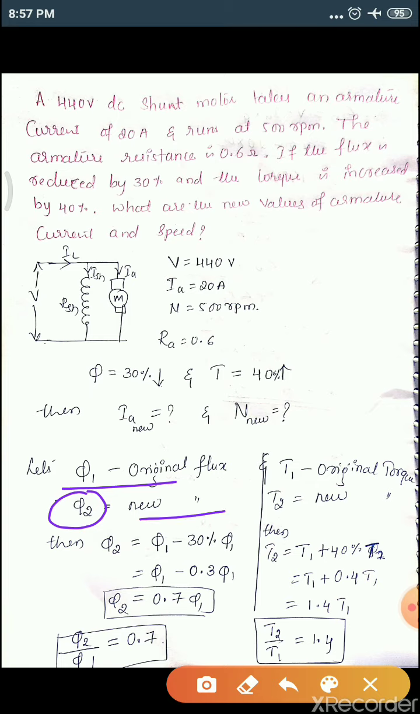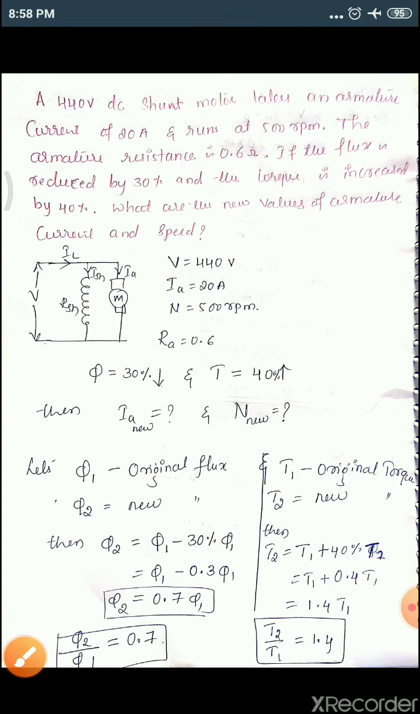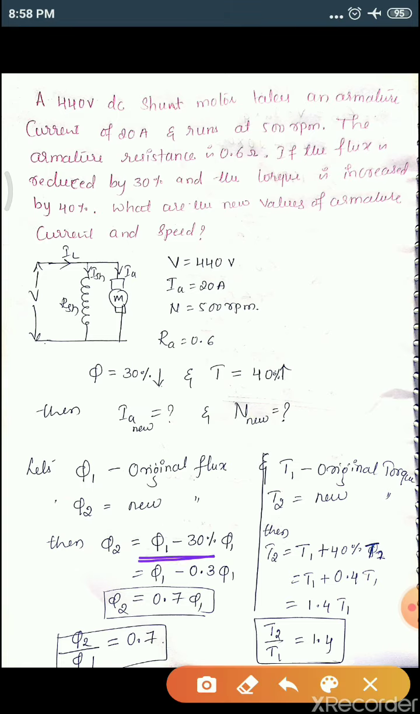Then your new flux will be what? It should be 30% decreased, means in the old value, 30% has to be reduced. So old value phi 1 minus 30% of phi 1. So phi 1 minus 0.3 phi 1, that is, 1 minus 0.3 is 0.7 phi 1. So the new flux will be equal to 0.7 phi 1. Then you can take a ratio: phi 2 divided by phi 1 will be equal to 0.7.